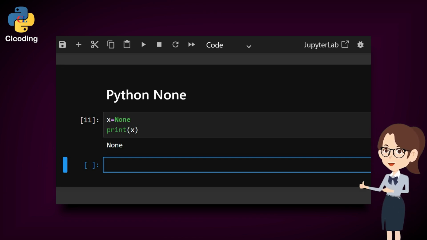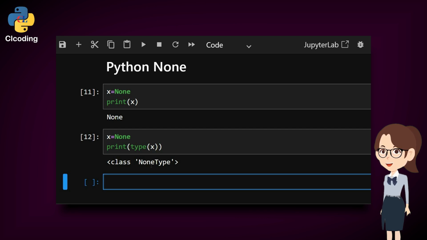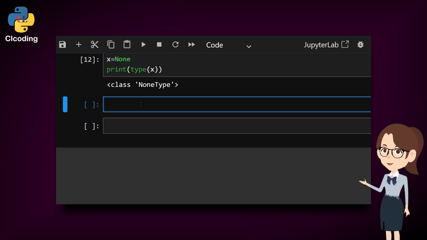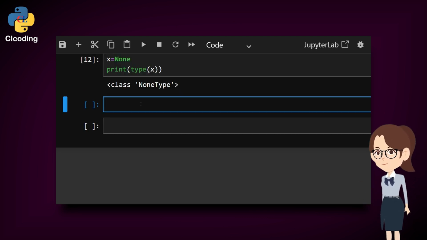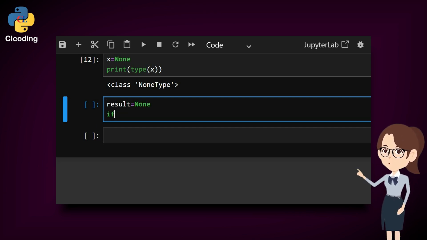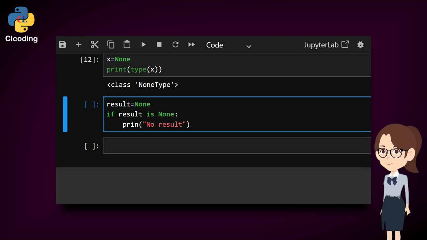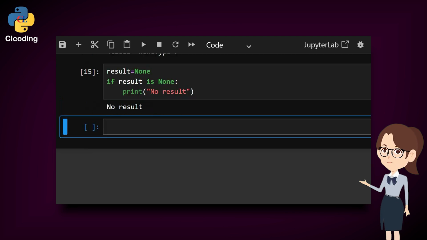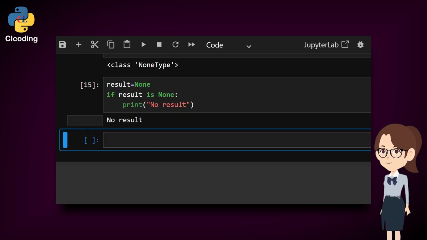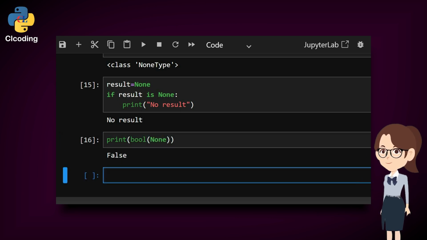Now let's find the type of None. Here we can see it gives us NoneType. Now let's see how we compare values with None. Always use is or is not when comparing with None. So it is always advisable to use is or is not when comparing values with None. Here we can see the output and we can also see its Boolean behavior. We can see its Boolean behavior is also False.